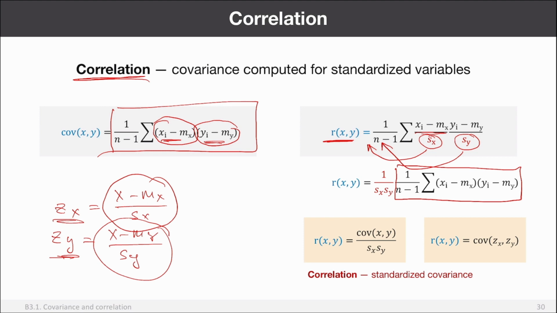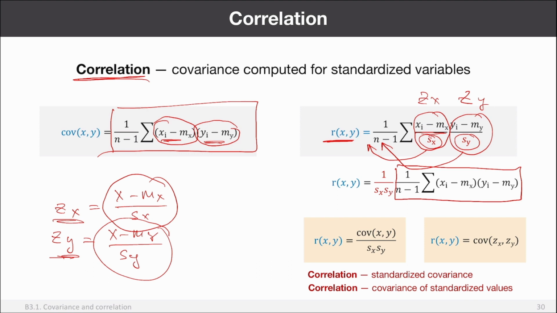In fact, you can compute covariance for z-scores, and the result will be identical, of course, because that's exactly what you have here. This is zx, and this is zy, right? And correlation is simply a covariance computed for z-scores. So on the other side, correlation is a covariance of standardized values. It doesn't matter how you calculate it.